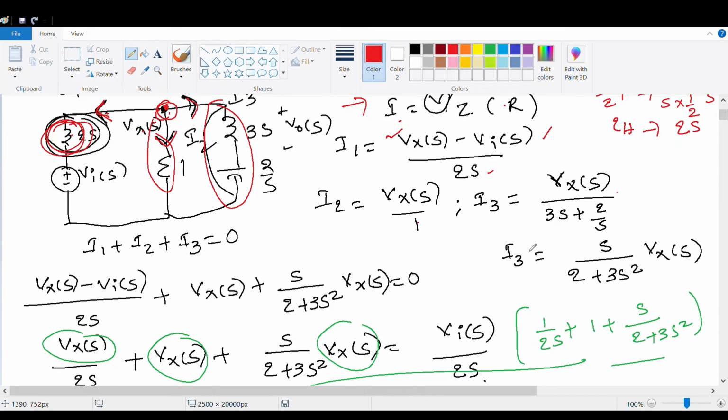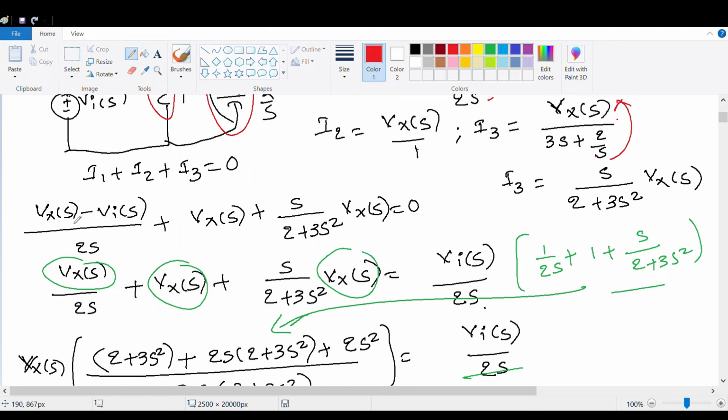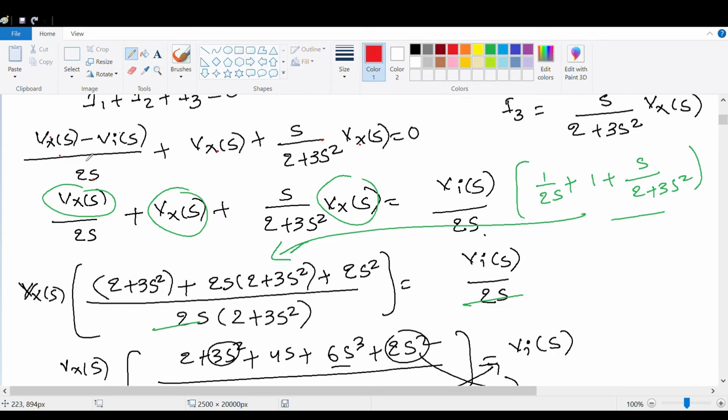After that I just simplified this. I3 equals, this s will go up, s by 2 plus 3s square times Vx of s. Now add all this together. I1, Vx of s minus Vi of s by 2s, plus Vx of s, plus s by 2 plus 3s square Vx of s equal to 0. I1 plus I2 plus I3 equal to 0. After that I just divided Vx of s by 2s, and after that we have minus Vi of s by 2s. I just moved it to the right hand side, so it becomes Vi of s by 2s.